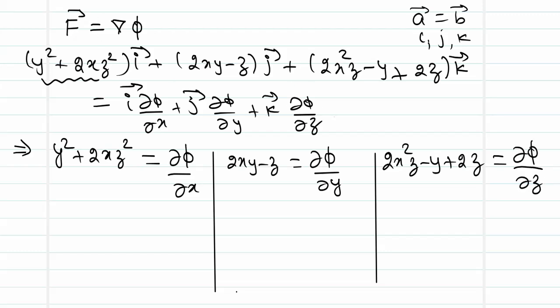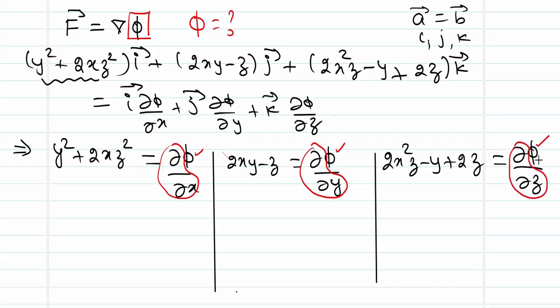Our target is now to find this scalar potential phi. So what is my phi? How to get it? I have dou phi by dou x. From this, I need to eliminate this dou by dou x and get a phi. Similarly, I will have to eliminate this dou by dou y and get my phi, and eliminate this dou by dou z and get my phi. Now, how is this possible? We know that the inverse process of differentiation is integration. Therefore, we are going to integrate on both sides.